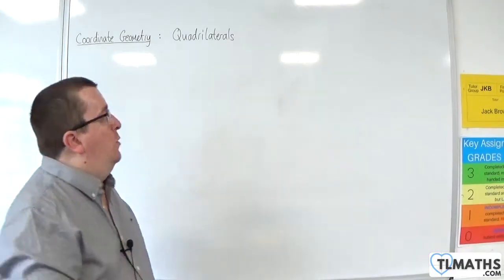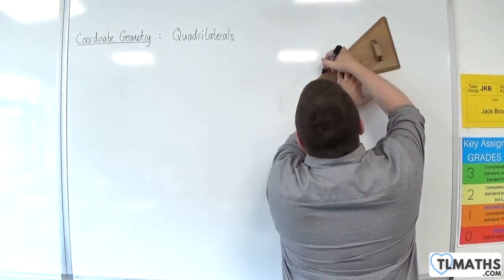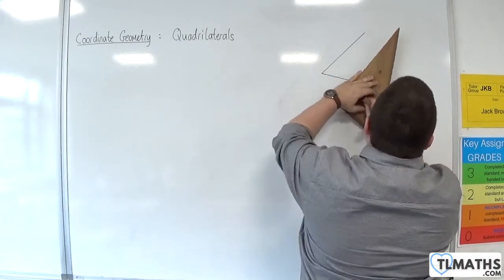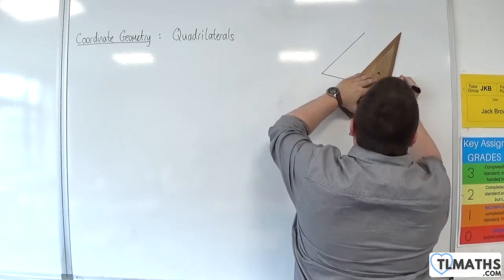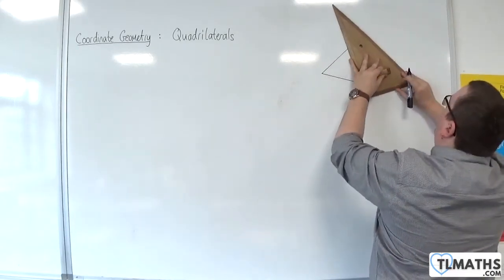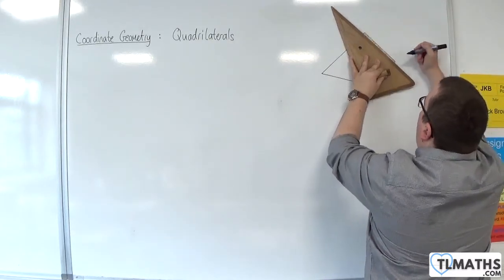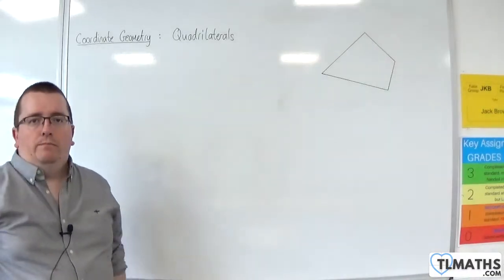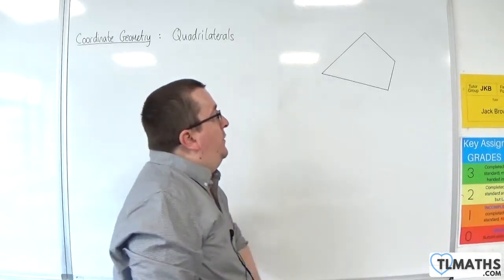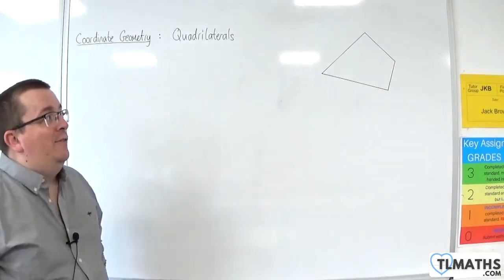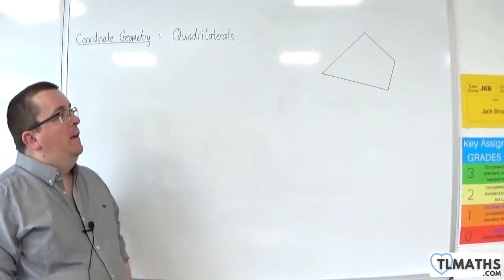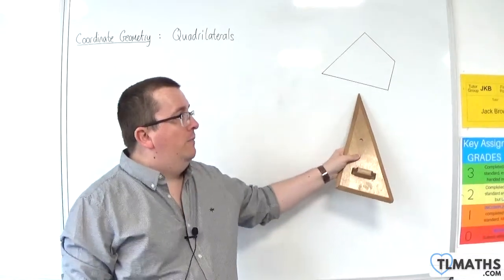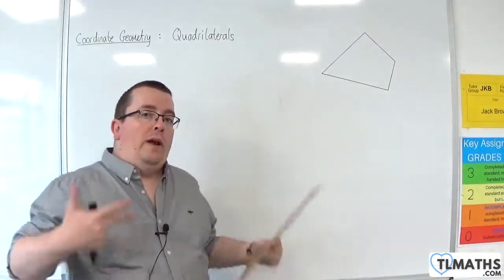So let's just say we drew a random quadrilateral. Here we go. Let's have there and then there. So here is a quadrilateral, okay? But this has really got nothing special to it. It doesn't have any sides the same length. It doesn't have any sides that are parallel to one another.